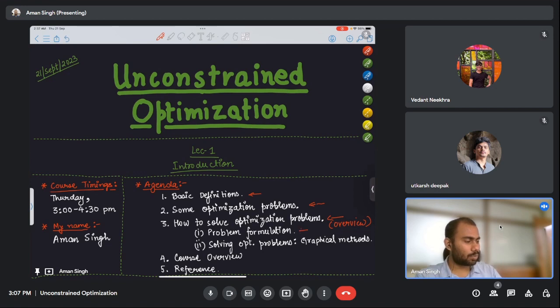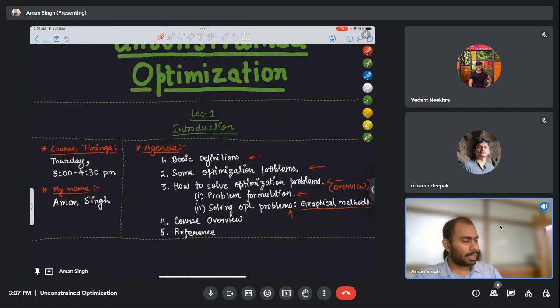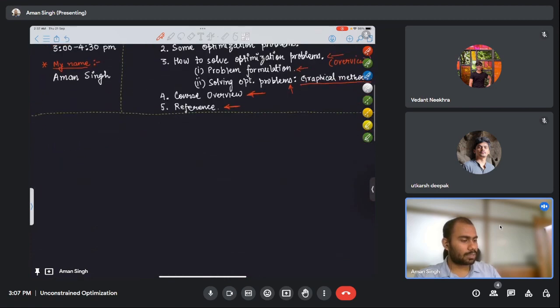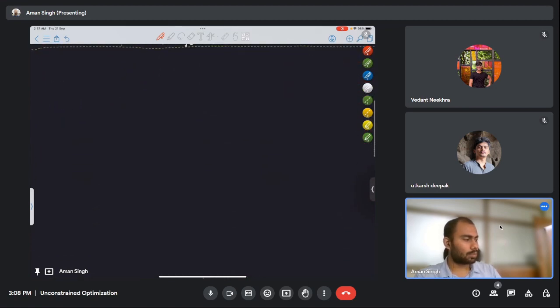We'll look at how we formulate a problem and how we solve a problem, and especially we'll go deep into the graphical methods. And then at the end we'll go over the course overview, what all we are going to study in this course, and then I'll provide some references about the books that you can refer to for studying this course. So with that we'll start with the course.